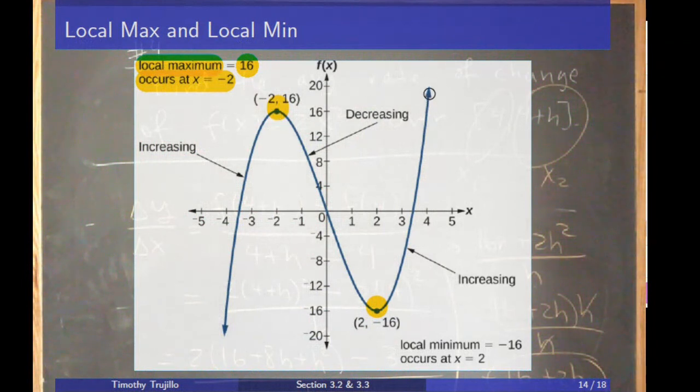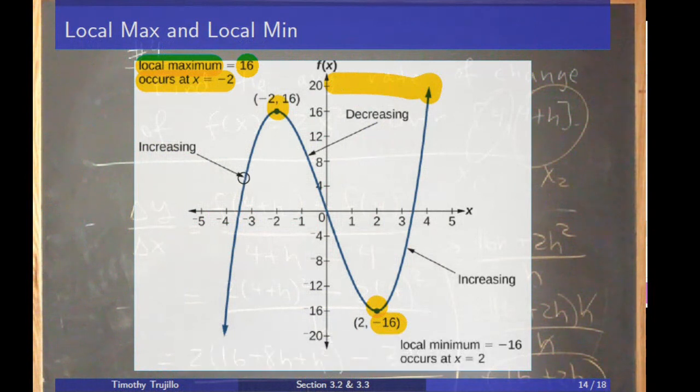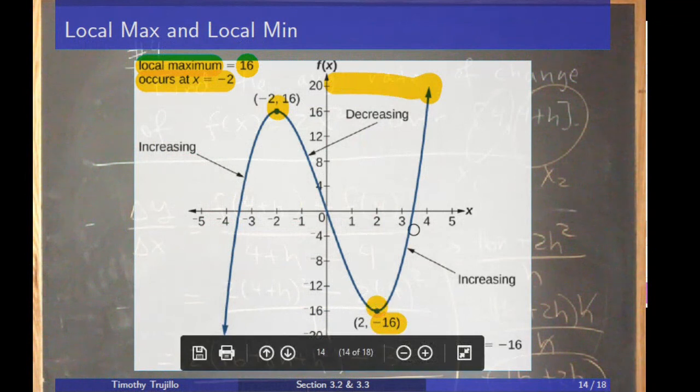Because there's values that are bigger, right? Like over here, I get past 20. So this is even bigger if I plug in 4 or 5 or something like that. But here I have a local maximum. And then over here, I have a local minimum. And the y value, like we said before, was -16. So there we would say it's a local minimum. And you can always figure them out because they happen basically at places where you change from increasing to decreasing. That's the max. Decreasing to increasing, that's a min.